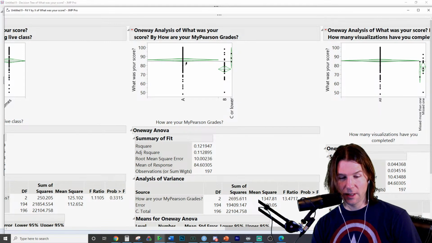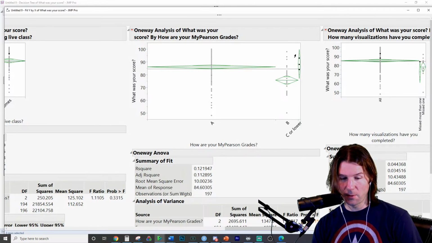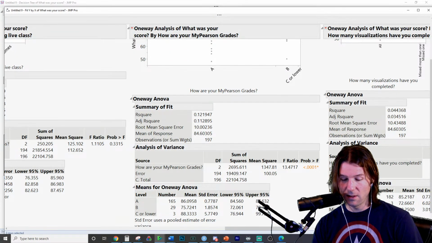Here we see my Pearson grades. This is a very small sample size and thus more uncertainty. That's actually the confidence interval right there. JMP shows you the confidence intervals basically with these diamonds. There's a whole bunch of uncertainty with only 3 people answering that. But we do see the difference between the A and the B is drastic and super statistically significant.